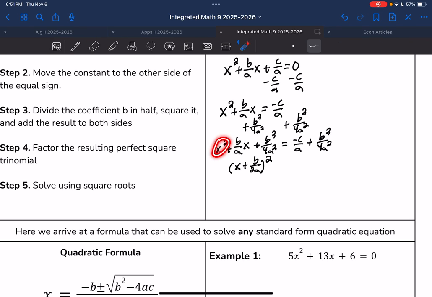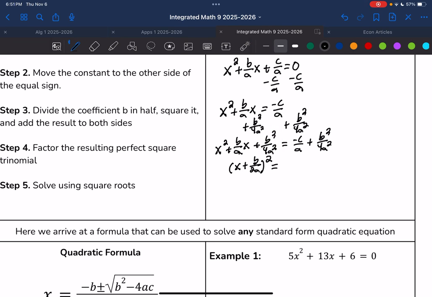Because you'll get x squared, and then you'll get b over a, which is essentially 1/2 b over a times x, but you'll have two of them, so it'll add to a whole b over a. And then b over 2a squared is b squared over 4a squared. So I add this term to make it into a perfect square.